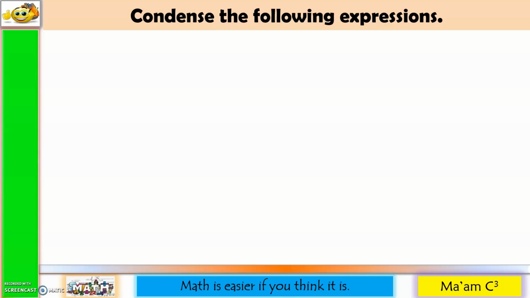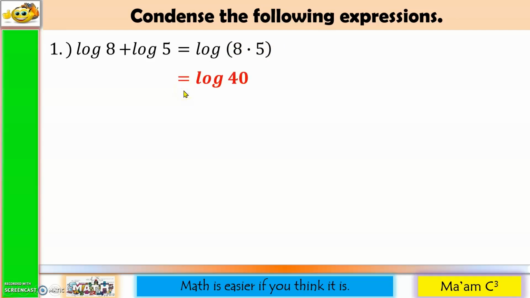This time, let us condense. Number 1, we have the log of 8 plus log of 5. So addition, using the product rule, this could be condensed into the logarithm of 8 times 5. And 8 times 5 is 40. So I have log of 40.